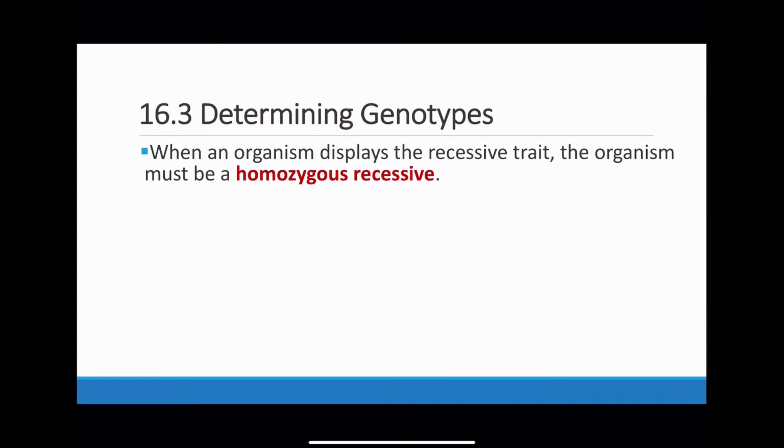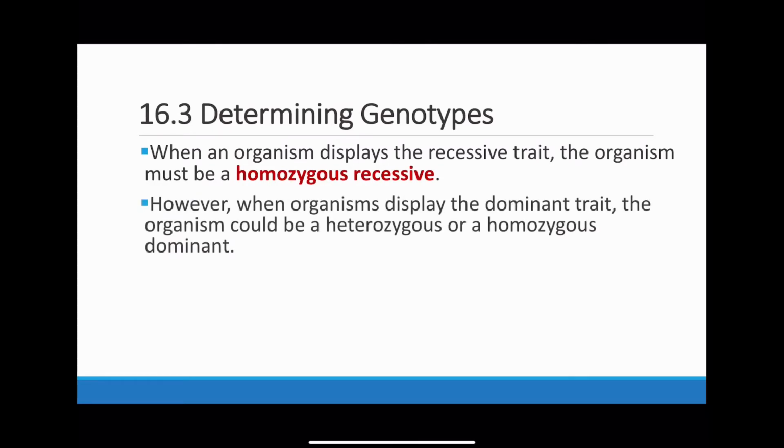Alright, so when an organism displays the recessive trait, you realize that they must always be homozygous recessive, which means that only when it's homozygous recessive will the phenotype of the recessive trait come out. But whenever you're observing a dominant trait, you wouldn't know whether the organism is actually heterozygous or homozygous. For instance, big A, small a, or big A, big A both will give you the same phenotype. So this way, you cannot tell whether it is heterozygous or homozygous.